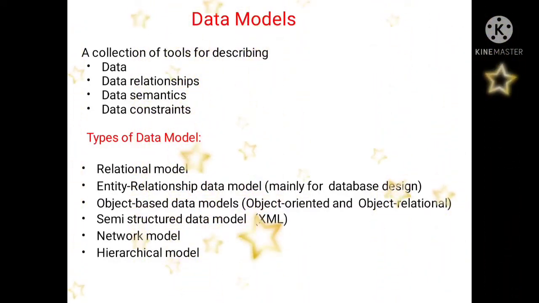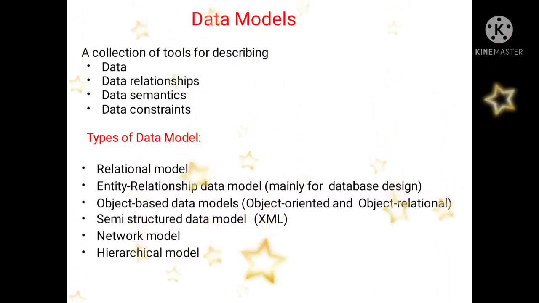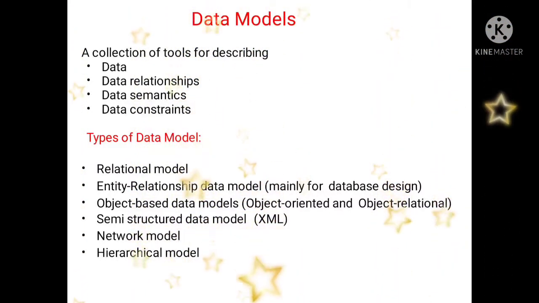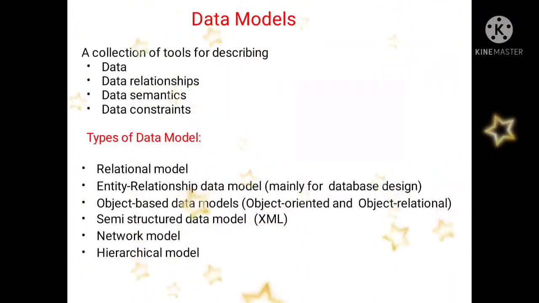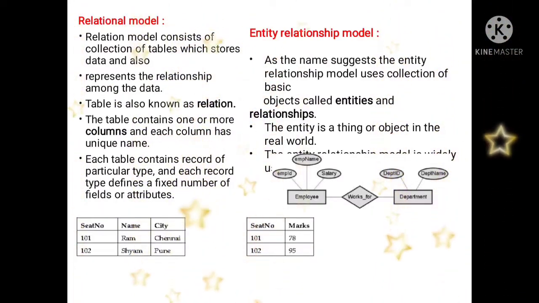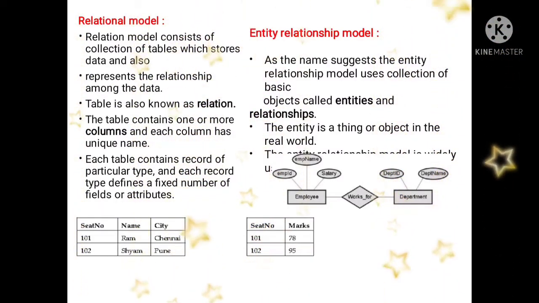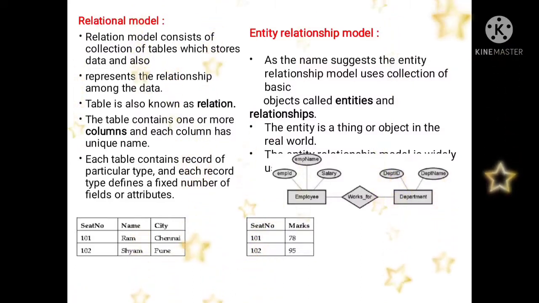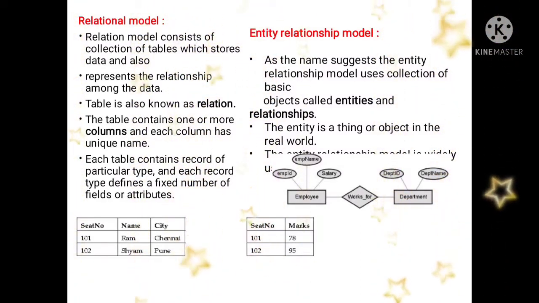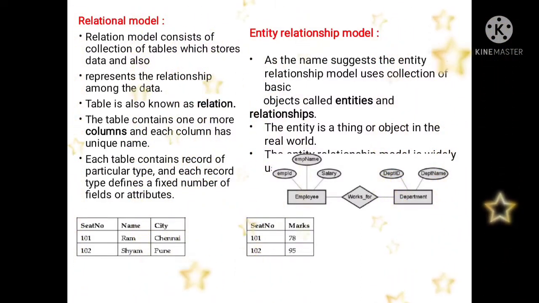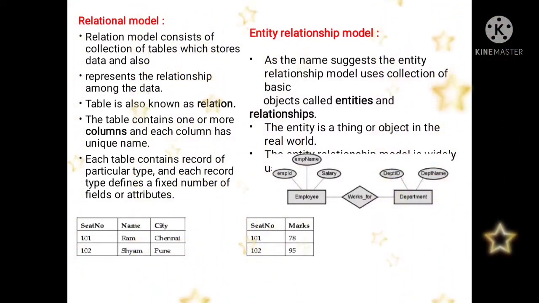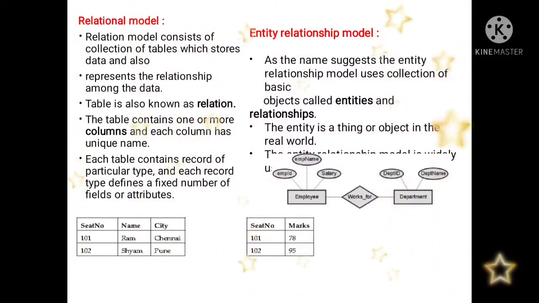First is the relational data model. The relational model consists of a collection of tables which store data and also represent the relationship among data. Here a table is also known as a relation. A row is indicated as a record and a column is denoted as a field or attribute.